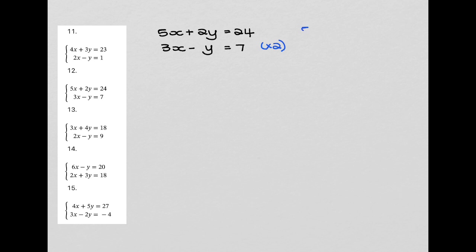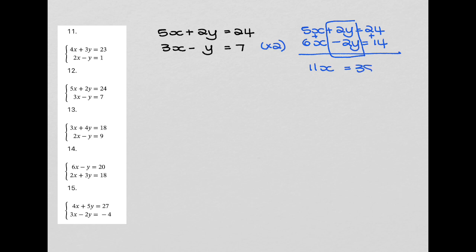So my top equation will remain 5x plus 2y equals 24. And the bottom equation will be 6x minus 2y equals 14. What matches are the two y's. They are different. Different means add. So I've got 11x is equal to 38. So if I want to get x on its own, I'm going to do 38 divided by 11, and I get x to be 3.45. It's 3.45 recurring, so I'm just going to leave it as 3.45.